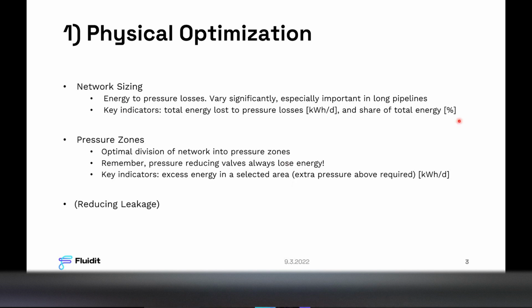How I would approach it would be total energy lost to pressure losses. So instead of just looking at local pressure losses and looking at it as a pressure, we can also look at it as energy. It is hydraulic energy lost. It's a pressure with some flow. It is losing energy. So I would start estimating it by looking at the total energy lost to pressure losses and then comparing it to the share of the total energy.